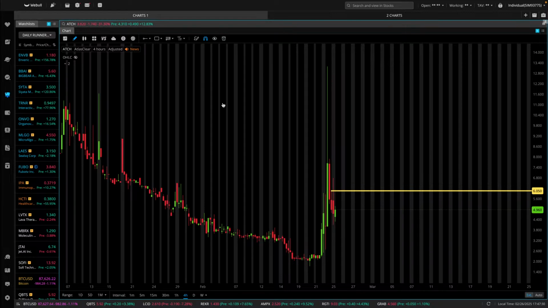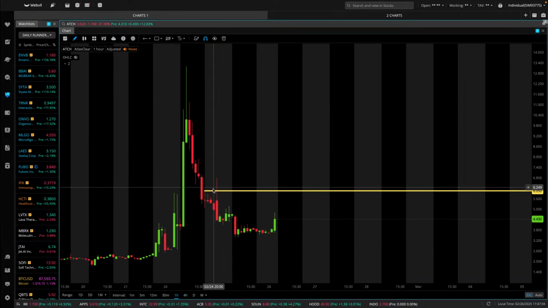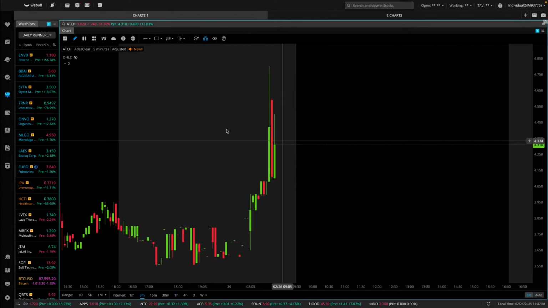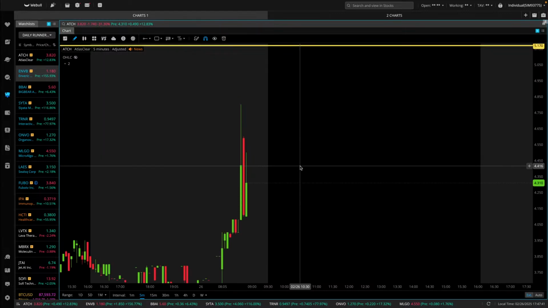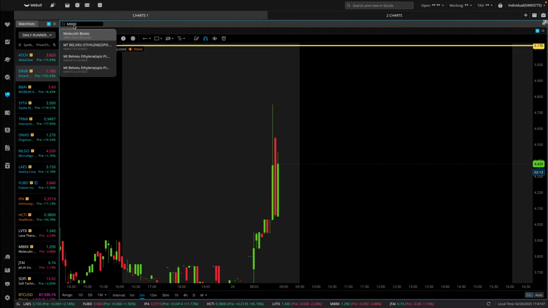ATCH, I'd wait for this level here. What is this? 517. You can add it to the watch list. It's up. I'm going to watch 517 break today. This did run the other day as well, so we'll see.